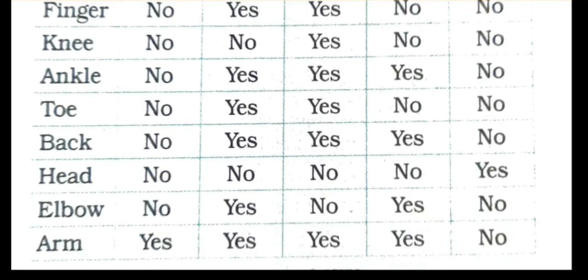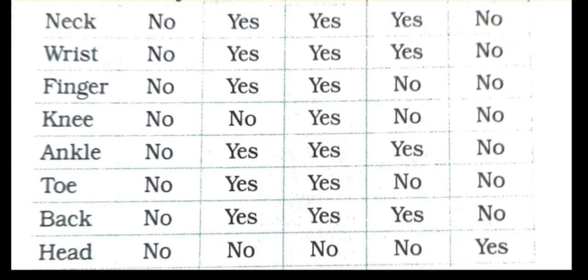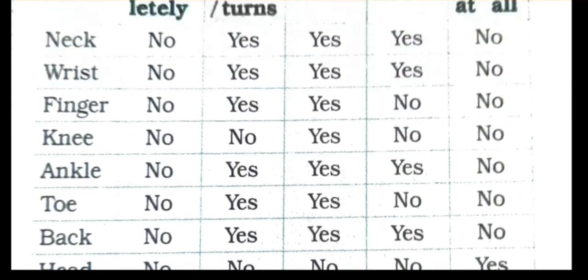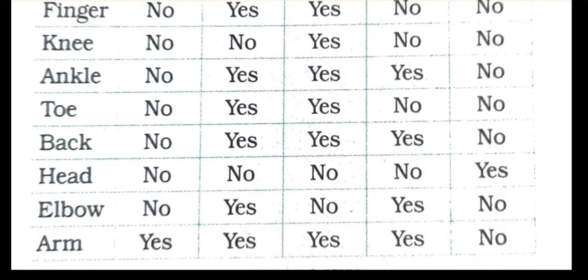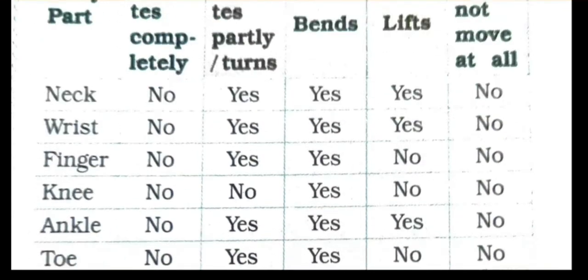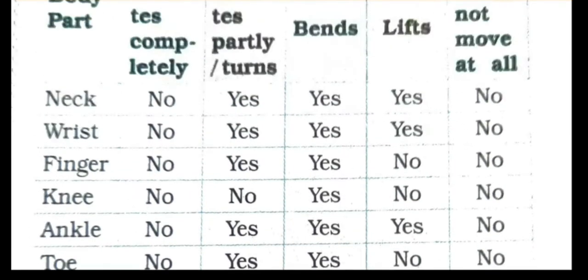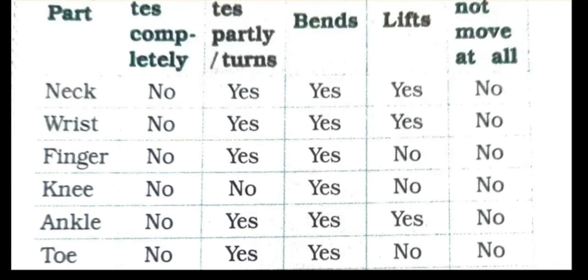Elbow. It does not rotate completely, it rotates partially, and it does not bend. It also lifts up. Yes, it can lift up. The elbow does move, so does it not move at all? No. Arm. It rotates completely, yes. Arm also rotates partially. It bends, it lifts, but does it not move at all? No.